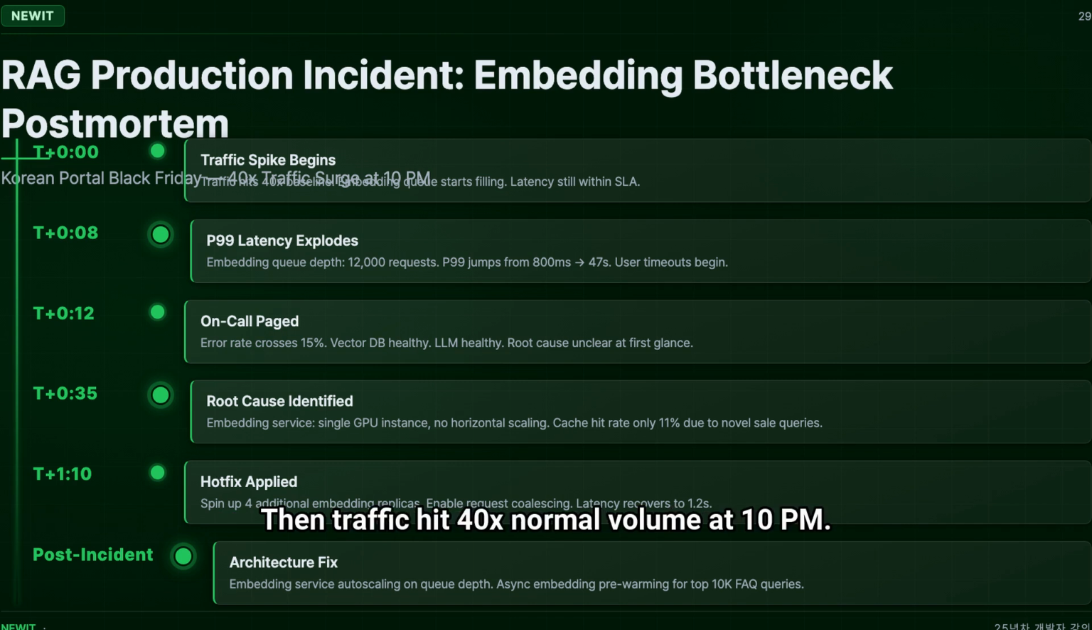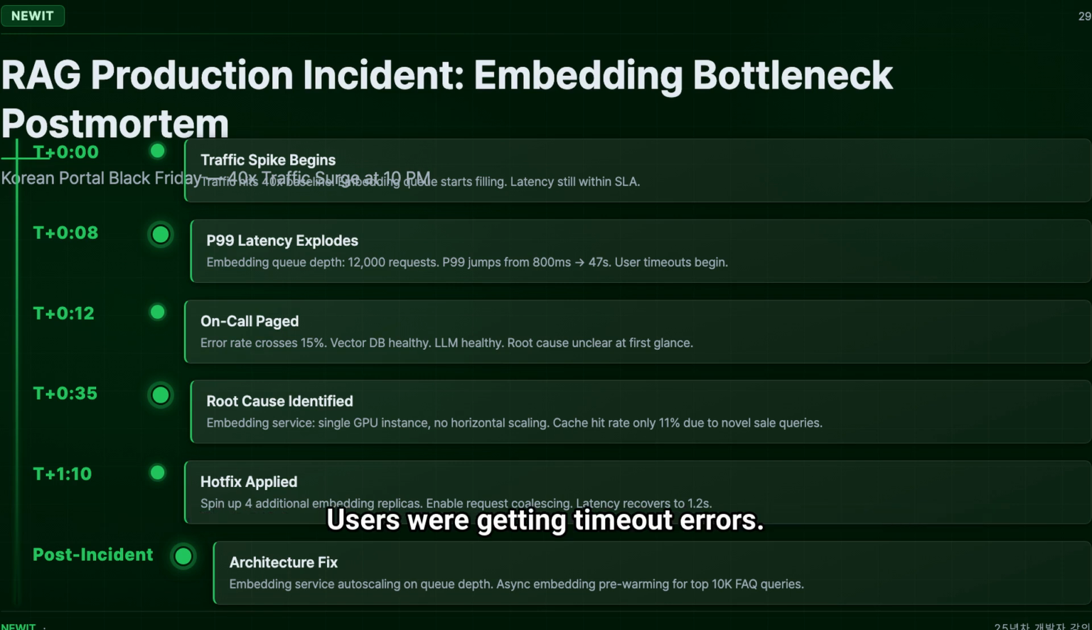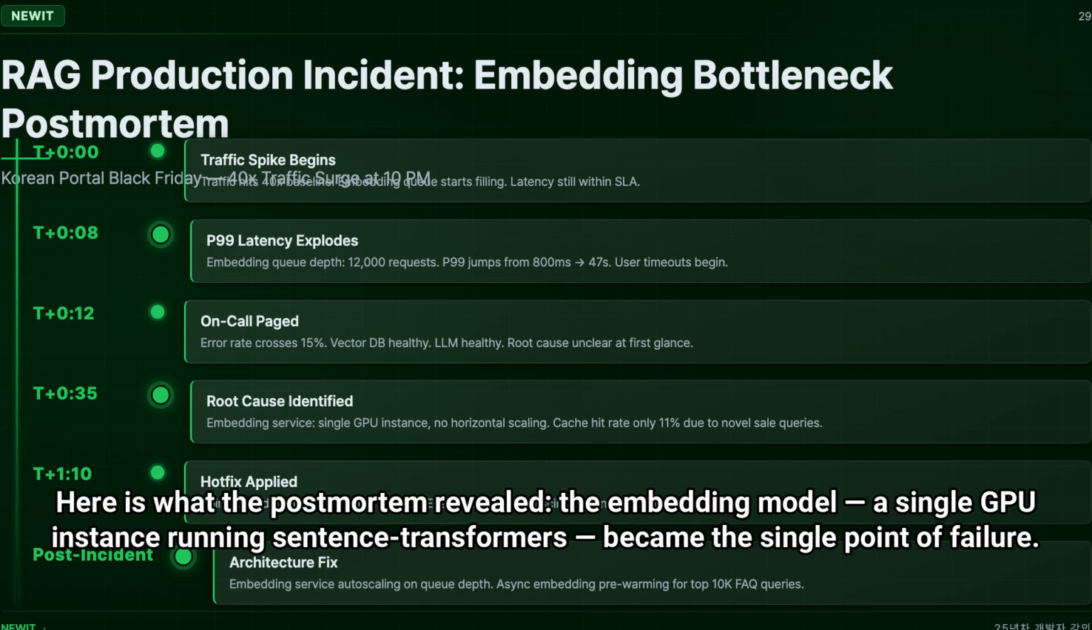Then traffic hit 40x normal volume at 10 p.m. Within 8 minutes, P99 latency went from 800 milliseconds to 47 seconds. Users were getting timeout errors. The on-call engineer was paged. Here is what the postmortem revealed.